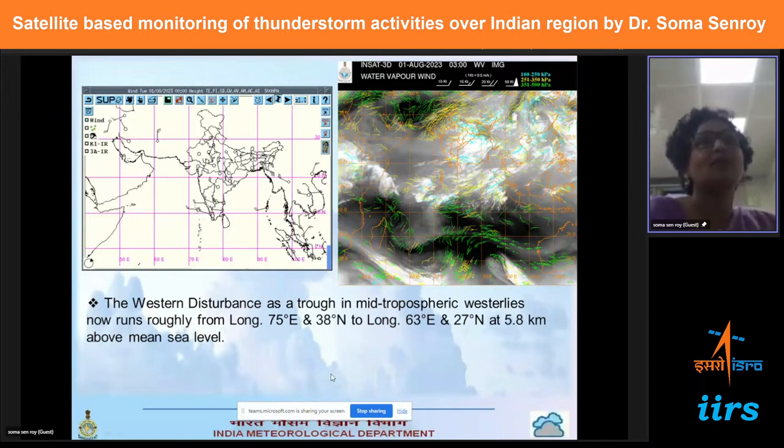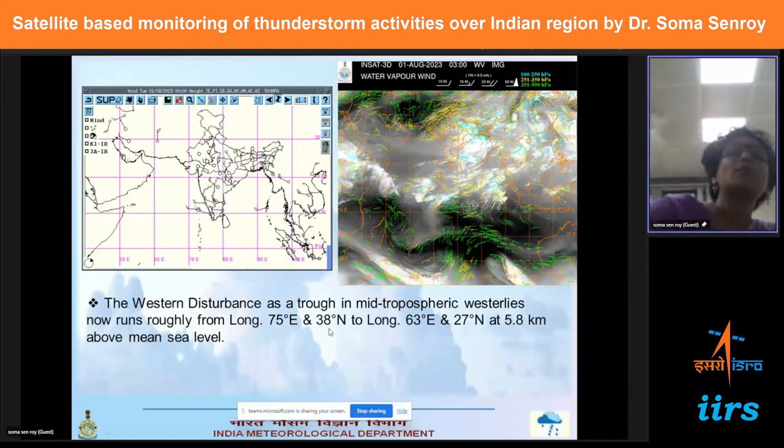So these two images then combine together to give the inference of this particular weather system for the day, which means we had a tilted westerly trough, which was located from 75° east, 38° north in the north, and in the south, 63° east, 27° north. So that means the southern end was further to the west, northern end was further to the right. Just two winds that we got from radiosonde observations was not sufficient to give this much of detail.